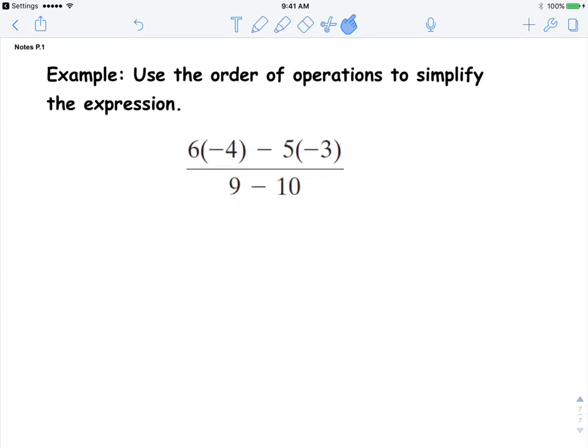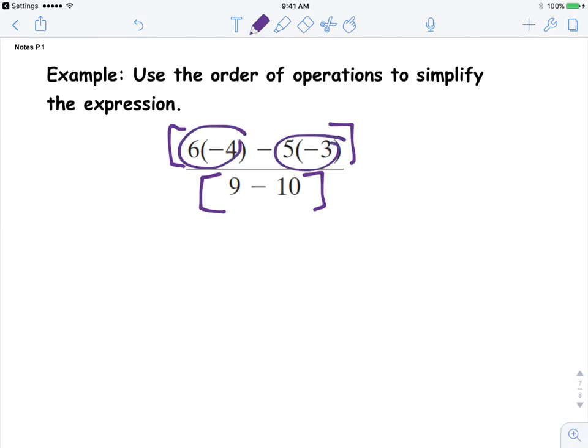Next one. You're going to think of the numerator as a large bracket or parentheses, and the denominator as a large bracket or parentheses. So we have to simplify those first. So we'll multiply and multiply. So 6 times negative 4 is negative 24. 5 times negative 3 is negative 15.